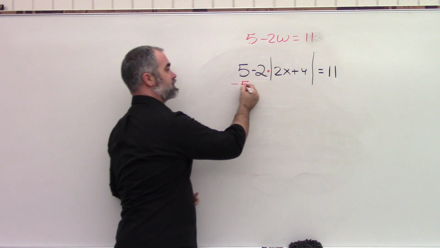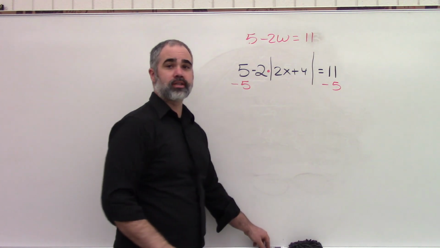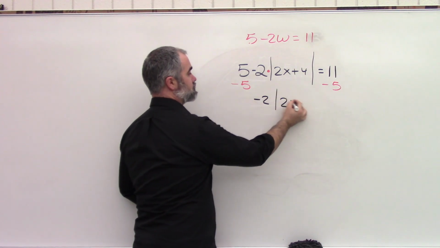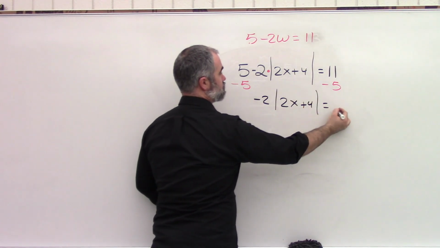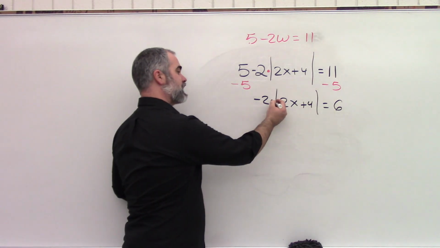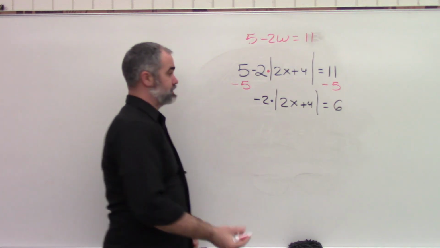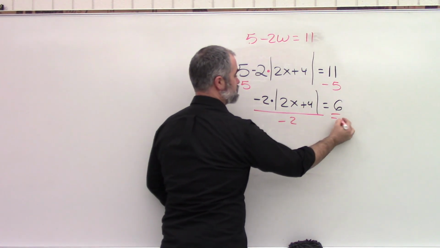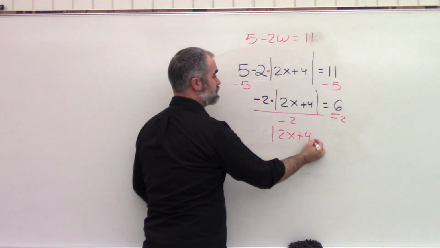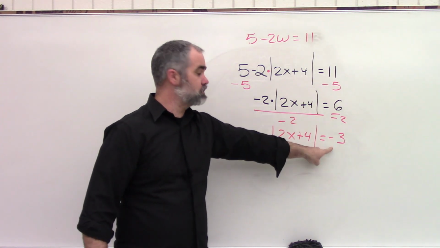Instead, we need to subtract the 5, get everything out of there first, and then we can solve for our absolute value. So that gives me negative 2 times the absolute value of 2x plus 4 equals 6. Now again, remember I've got a negative 2 out front. That means multiplication. So since it's being multiplied, I need to divide. I'm going to divide both sides by negative 2. And I get the absolute value of 2x plus 4 equals negative 3. Because 6 divided by negative 2 gives you negative 3.